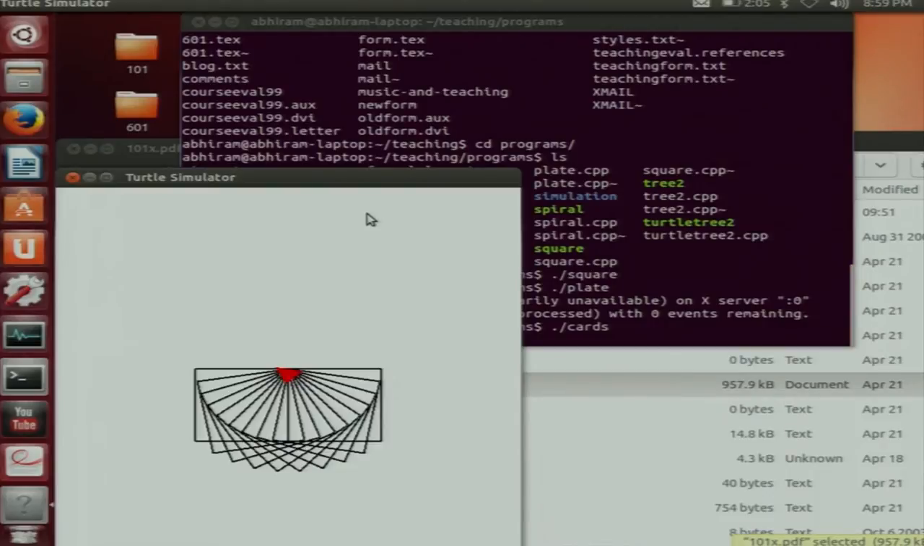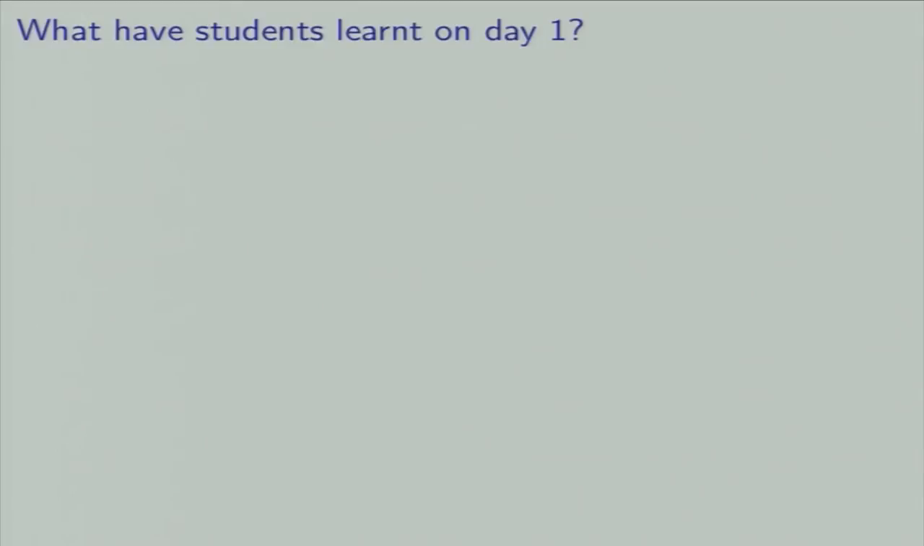Okay, I'm sorry I did not put in the wait statements in this. The turtle has just run through this very fast. But as you can see, the square has been rotated and it has gone up. All right. So that is roughly what I do on the first day.